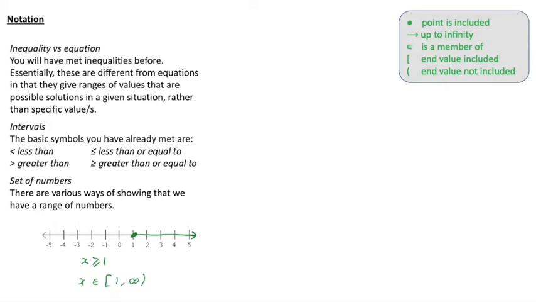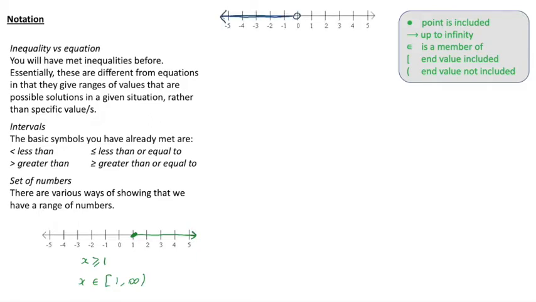And then for the brackets, we use a square bracket if the number next to it is included in the range of numbers that we're wanting to show, and we use a round bracket if it's not included, and of course that means that infinity or minus infinity always has a round bracket because we never get there. Okay, let's have a look at another one.